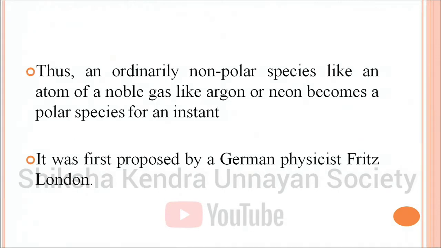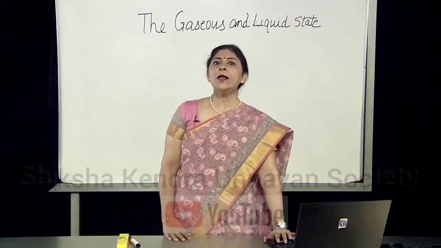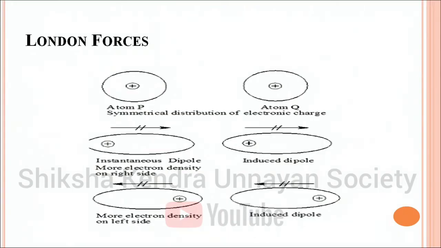This was proposed by a German physicist, Fritz London. That is why it is named London forces. Now I'll show you with an example. Let us consider two atoms, P and Q. Let the electronic charge distribution in atom P be unsymmetrical. Therefore, the charge cloud is denser on one side than the other. This leads to the generation of an instantaneous dipole on atom P for a short period of time.